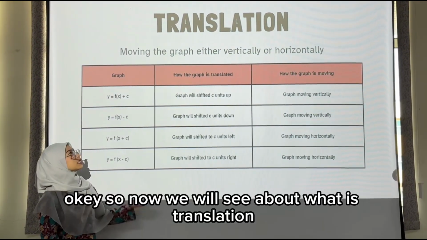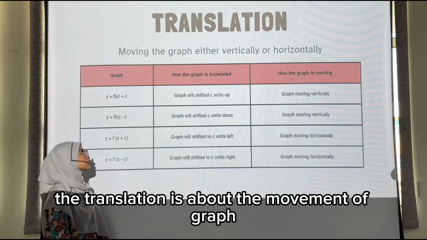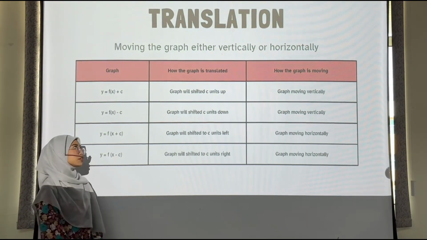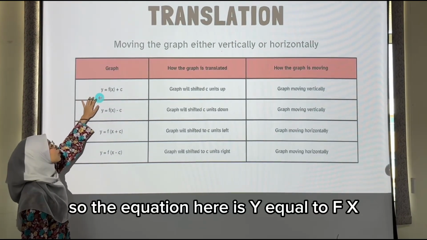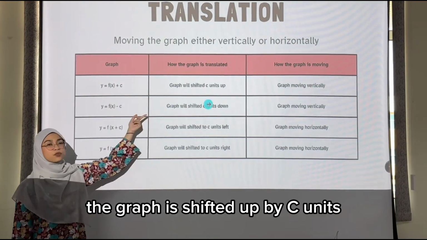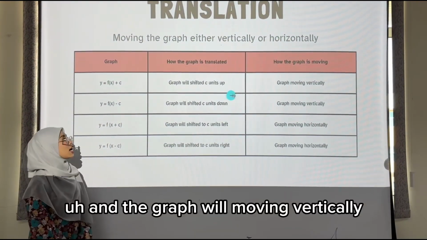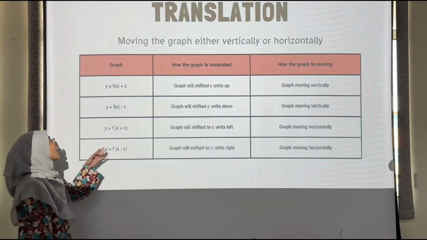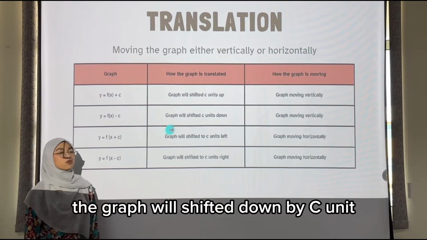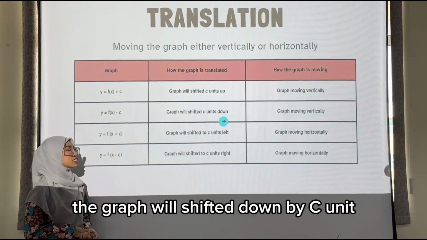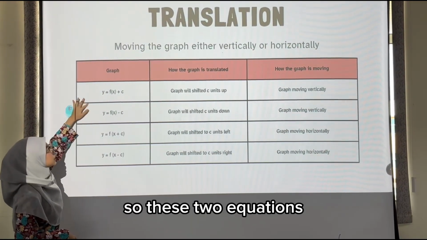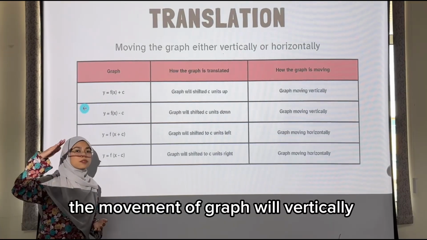Okay, so now we will see what translation is. Translation is about the movement of a graph, either vertically or horizontally. The equation here is y equals f(x). If we add c outside this function, the graph will shift up by c units, moving vertically. If we subtract c outside this function, the graph will shift down by c units. So the movement of the graph in these two equations is vertical.